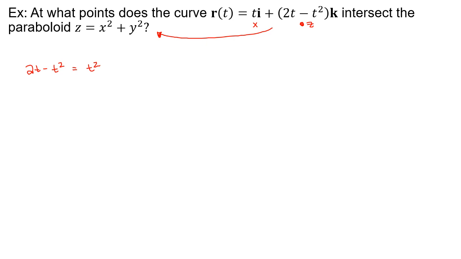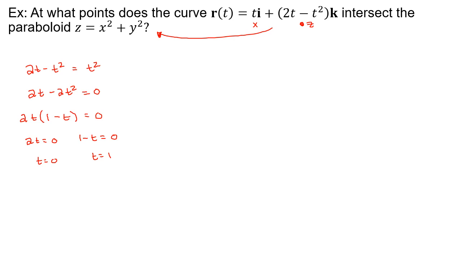Do a little arithmetic. It may make sense to add t squared to both sides, but that's not how you solve this. Remember in algebra, when you have a quadratic, you have to get the term equal to 0. So I'm going to subtract the t squared over and make it 2t minus 2t squared equals 0, because now I can factor out the greatest common factor and make it 2t times (1 minus t) equals 0. Set both of those equal to 0, and you'll have t equals 0 and t equals 1.